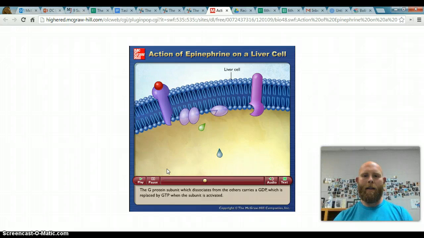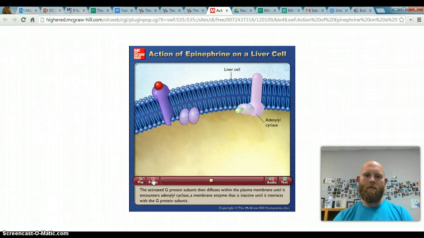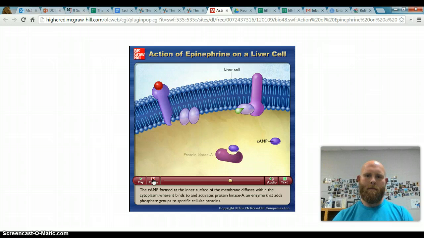Subunit is activated. The activated G protein subunit then diffuses within the plasma membrane until it encounters adenylyl cyclase, a membrane enzyme that is inactive until it interacts with the G protein subunit. When activated by the G protein subunit, adenylyl cyclase catalyzes the formation of cAMP from ATP. The cAMP formed at the inner surface of the membrane diffuses within the cytoplasm, where it binds to and activates protein kinase A, an enzyme that adds phosphate groups to specific cellular proteins.